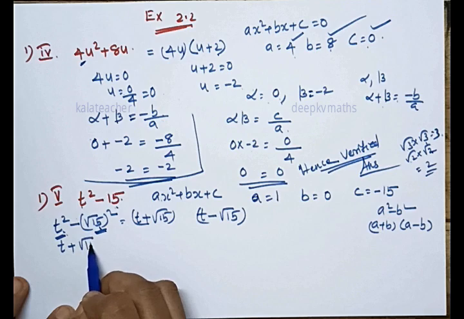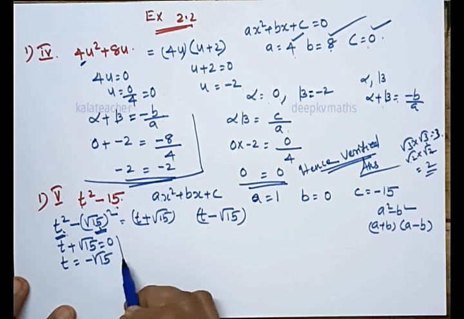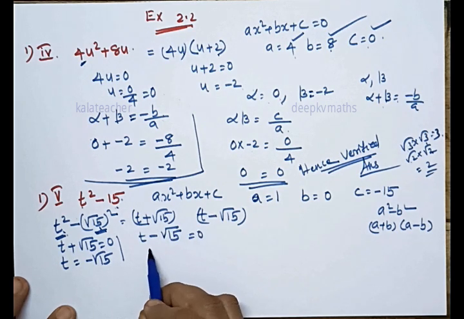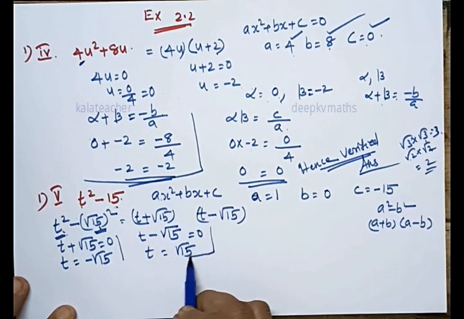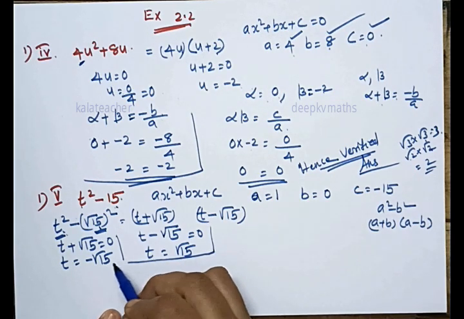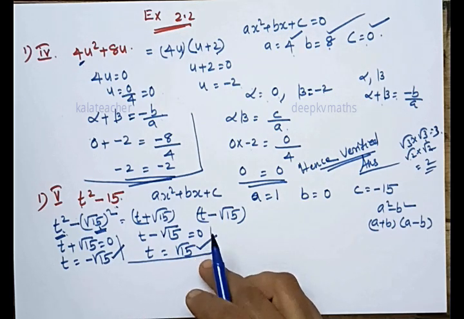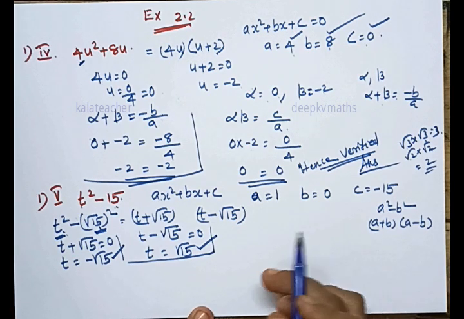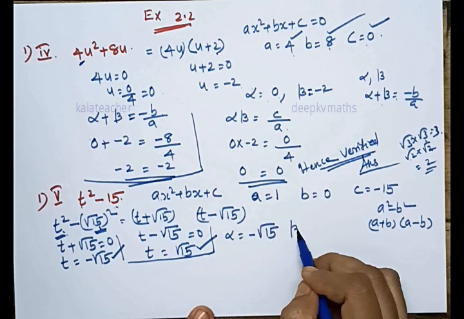That is, t plus root 15 equal to 0, then t equals minus root 15. Similarly, t minus root 15 equal to 0, equating the factors to 0, then t equals root 15. So the zeros are from t plus root 15 and t minus root 15. Now the sum of zeros and product of zeros. Here take alpha as minus root 15 and beta as root 15. So alpha is equal to minus root 15 and beta equal to root 15.